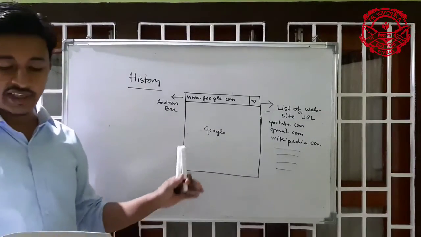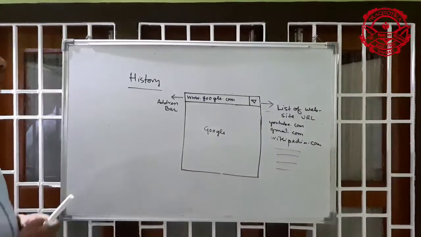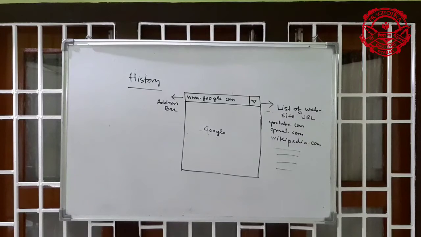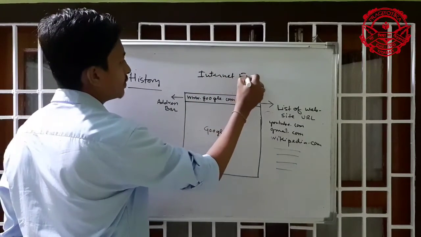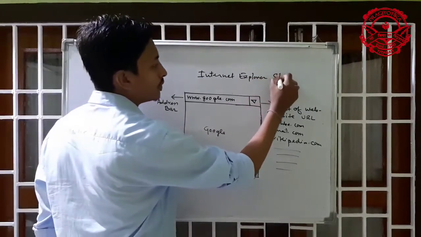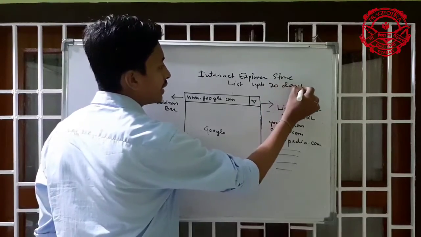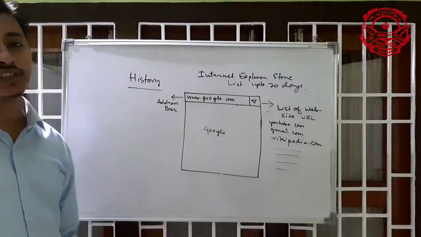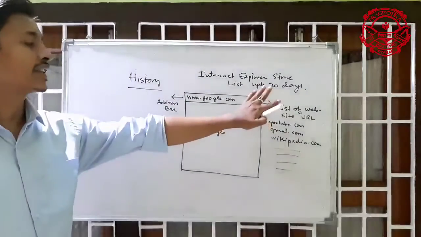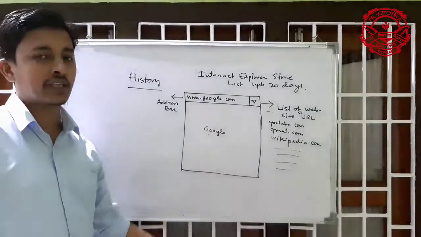Now see, by default, Internet Explorer stores this list of URLs visited in the last 20 days. Internet Explorer by default stores this list up to 20 days, and after that it automatically removes the list from the history. In your exams, a question may come: by default, how many days can Internet Explorer store the history list? The answer is 20 days.